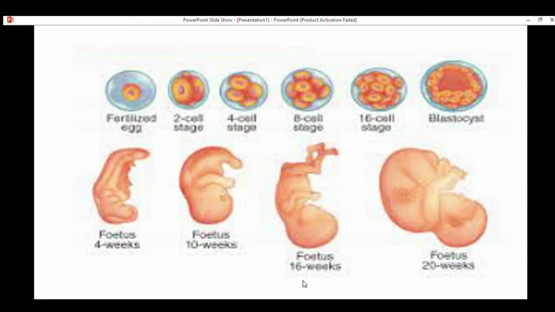Hello, assalamualaikum guys. Today we are starting the embryology series, and today we will learn general concepts of embryology: how the egg is fertilized, how it forms the blastula, morula, and then how it implants in the uterus.